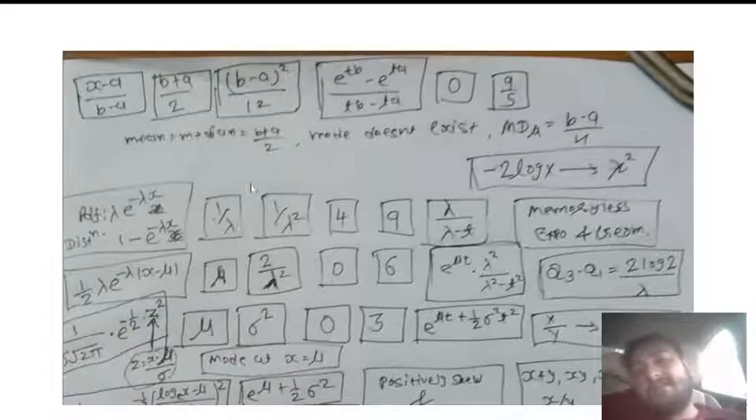Mean is 1 upon lambda. Variance is 1 upon lambda square. Skewness is 4. Kurtosis is 9. Hence, the exponential distribution is positively skewed, and it is platykurtic.